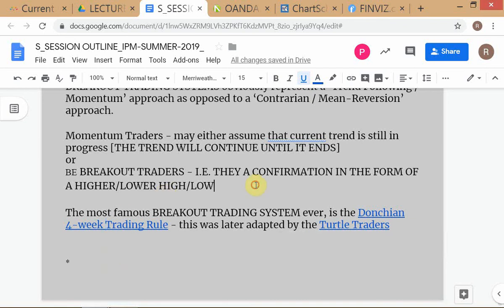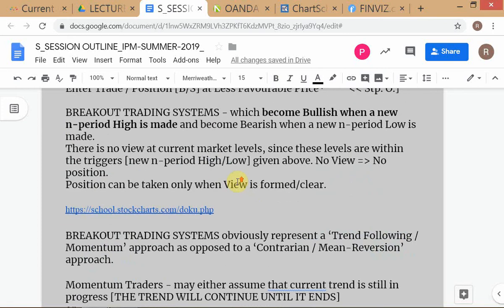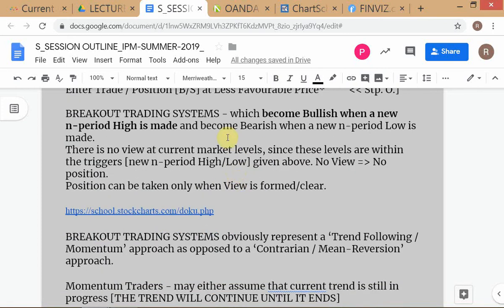That's why I've written that a breakout trading system essentially becomes bullish when a new N period high is made. Why have I used N period? Because in the Donchian system, N has been replaced by 4. N is equal to 4 in the Donchian system, and period is equal to week. That means your granularity is weekly. You are recapping some of those concepts, granularity.